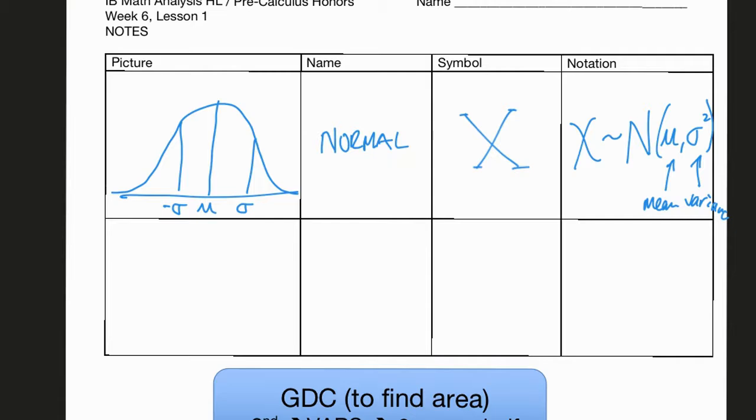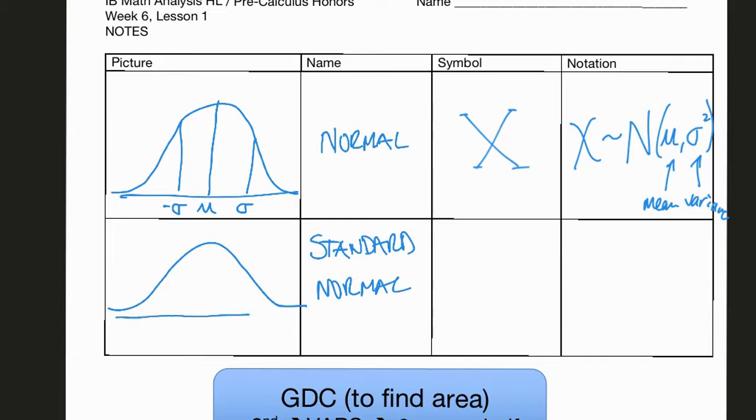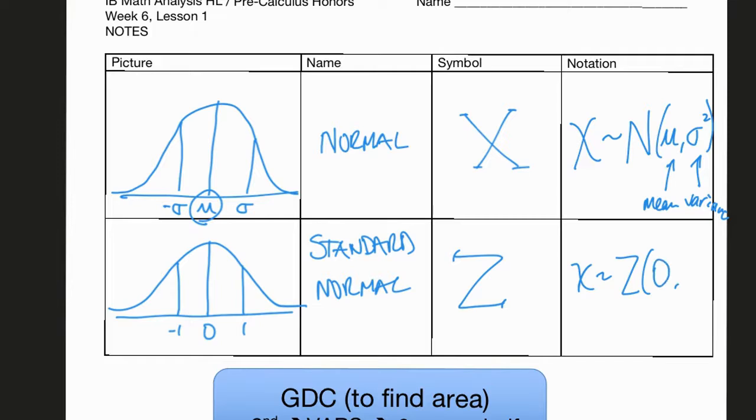All right, but the point of this lesson is there's a way to standardize this, okay? So we're gonna draw another curve called the standard normal. The curve itself looks the same. The difference is, instead of having some random number being the mean, we're gonna standardize it so that the mean is 0. And instead of counting out by sigmas, we're gonna count out by ones. So the symbol here is different, it's a Z. Instead of it being some random number for mean, it's going to be a 0. And the variance and the standard deviation are both going to be a 1.